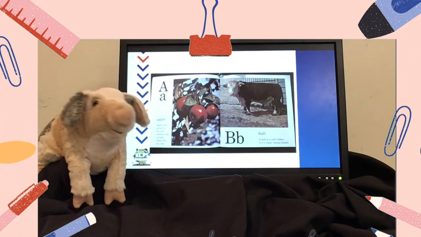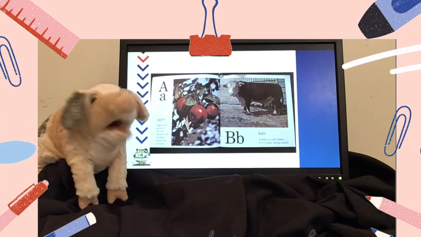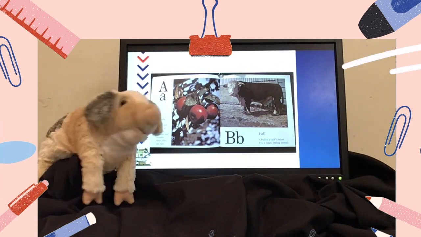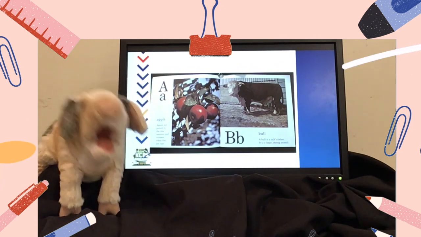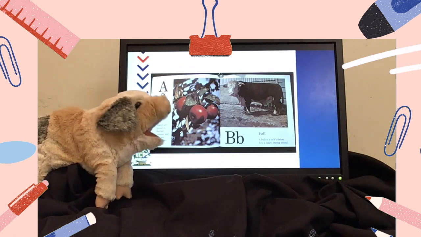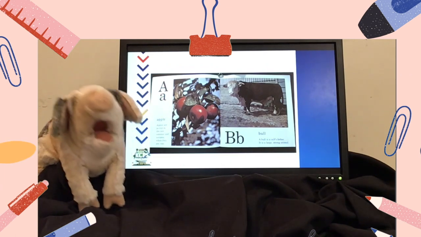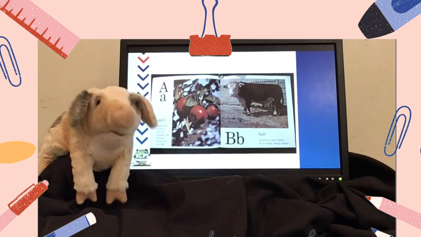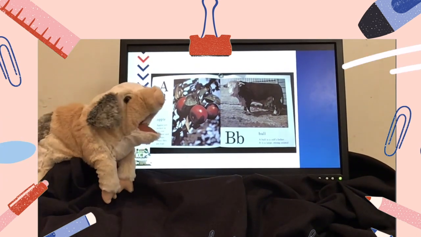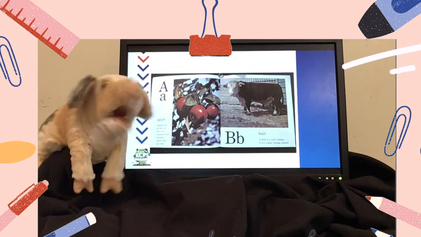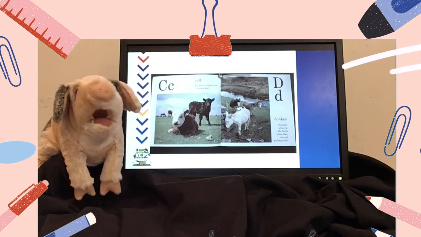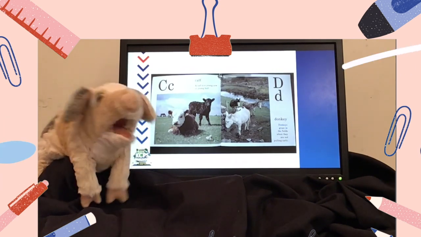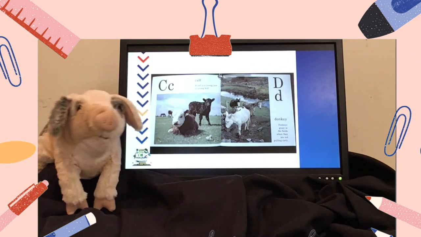A is for A, like apple. Apples are picked in the late summer and autumn when they are ripe. B says B, like bull. A bull is a calf's father. It is a large, strong animal. C says K, like calf. A calf is a young cow or bull.